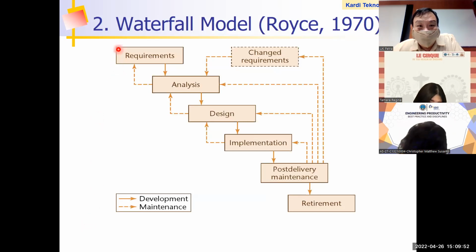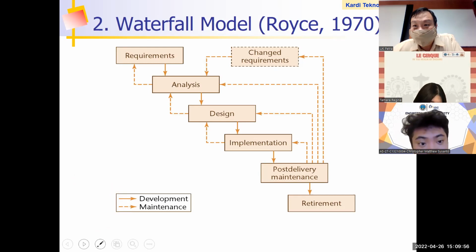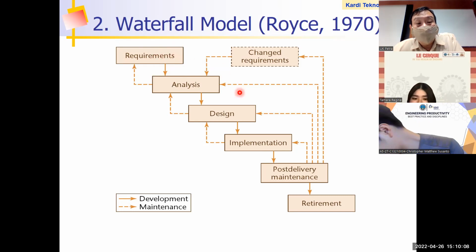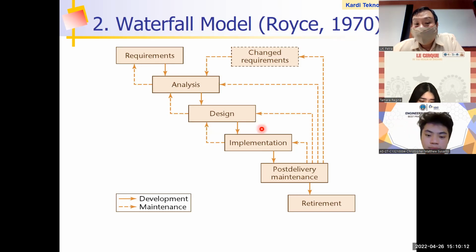Okay, so then we know about code and fix. The better one, in the 1970s, Royce proposed this. This is called the waterfall model. You start with requirement, and then you do what is called analysis, and then design, and then you implement, that means you code. After that, you do maintenance before you retire.